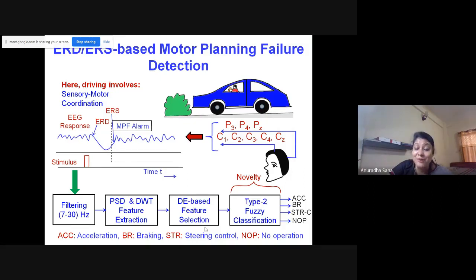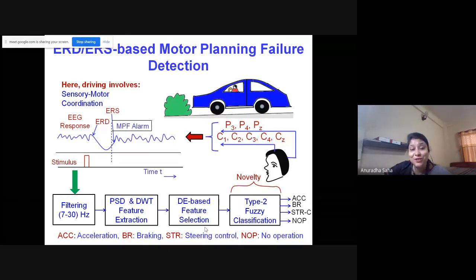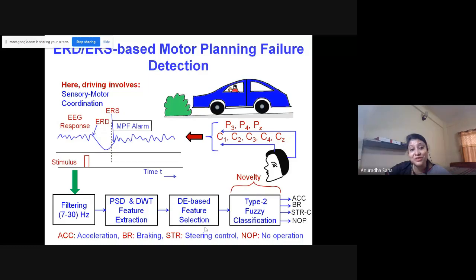Why fuzzy classification? Because in our soft computing concept, fuzzy usually deals with inputs which are vague in nature, which can have a probability of pointing to more than one answer. There lies the beauty of the fuzzy classifier, and here we have incorporated type 2 fuzzy classification, which is the novelty from the artificial intelligence domain, to classify brain signals during the motor planning phase of a driver.